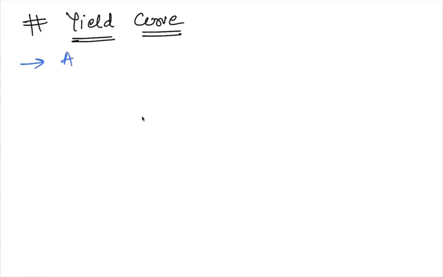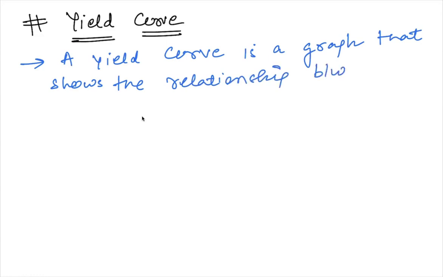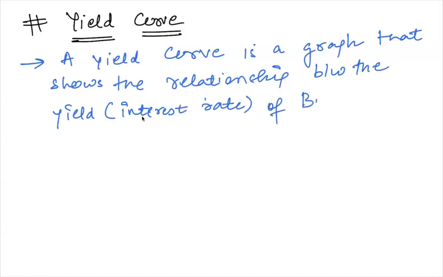So what is a yield curve? A yield curve is a graphical representation, or you can say a graph, that shows the relationship between the yield. What do you mean by yield? Yield means interest rates, nothing else. The interest rates of bonds and their maturities.